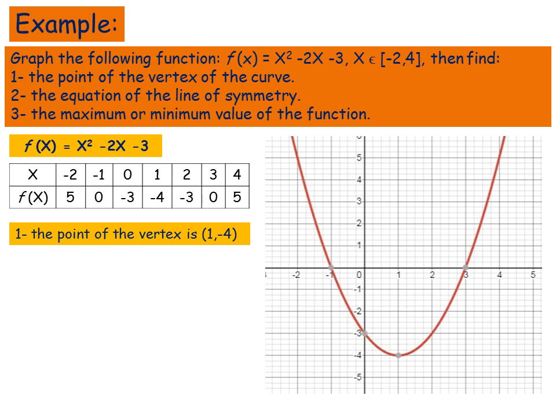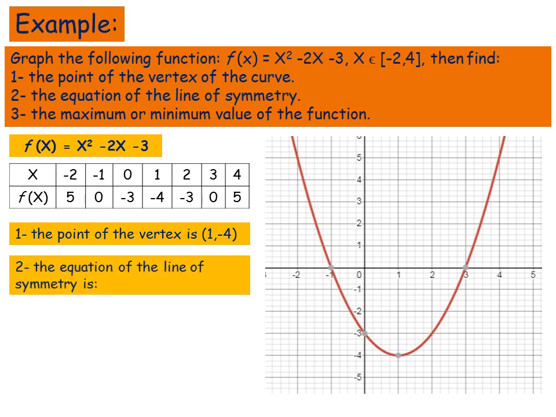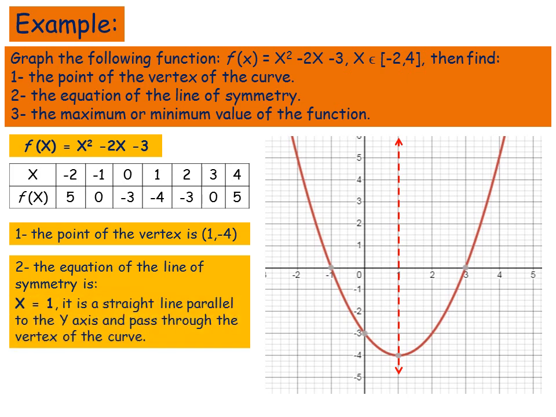Okay. The second request, you want me to find the equation of the line of symmetry. The line of symmetry is a line parallel to the y-axis and passing through the point of the vertex. So its equation will be x equals 1. That's all. Always the equation of the axis of symmetry is like that: x equals a number. This number is the intersection point of the x-axis with the axis of symmetry. And the axis of symmetry is a straight line parallel to the y-axis and passing through the point of the vertex.